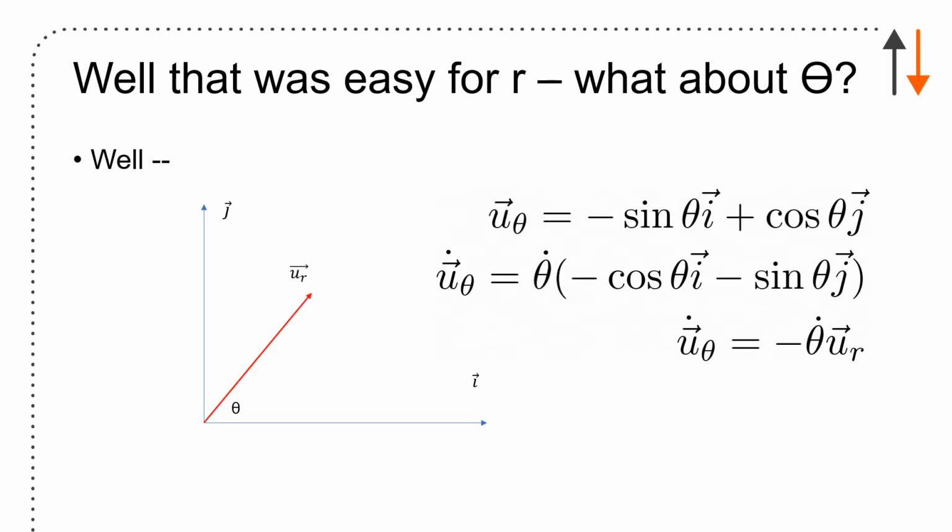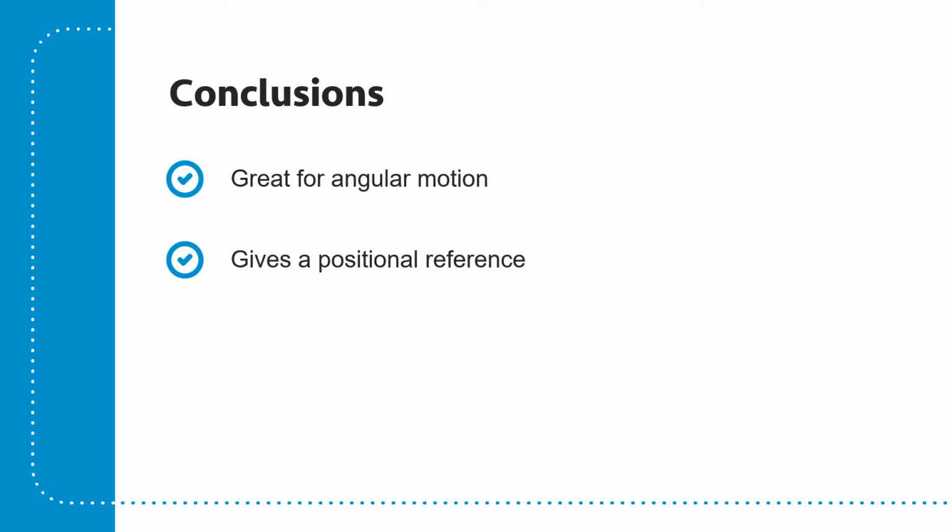So out of this, you get a set of equations that eventually are going to be more useful when we look at angular motion. But unlike the NT coordinate, the big advantage here is that I know where the position of the particle is with respect to an origin. So if you need the positional reference and you have curved path motion, often you may be looking at a cylindrical coordinate system to solve.